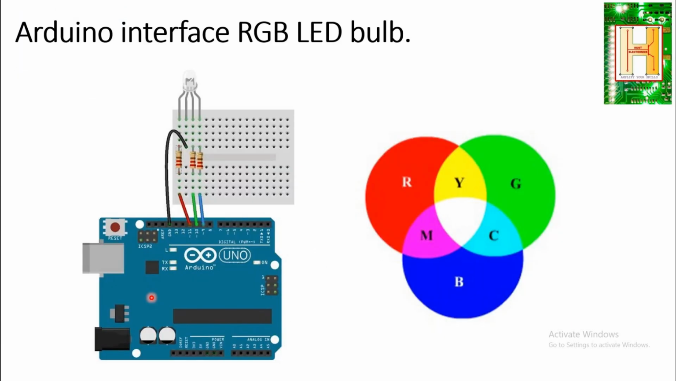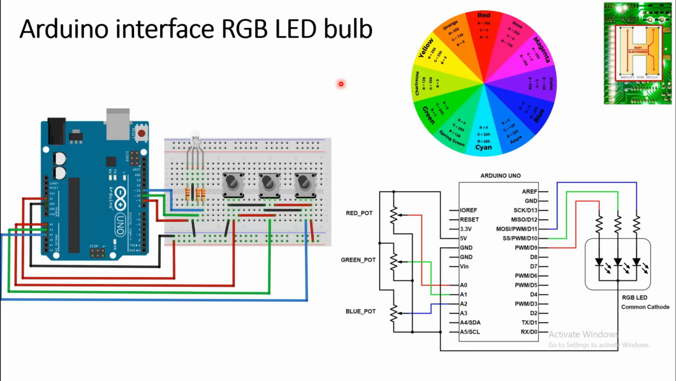Okay, so let us see how it works. In the first experiment, we are going to interface this RGB directly to the Arduino board, and we are going to program this Arduino board to change the RGB bulb color automatically. So whatever colors you are observing, that is red, green, blue, magenta, yellow, cyan and white, it will give the output automatically. And in the second experiment, we are going to see how we can control the RGB bulb and how we can get different colors.